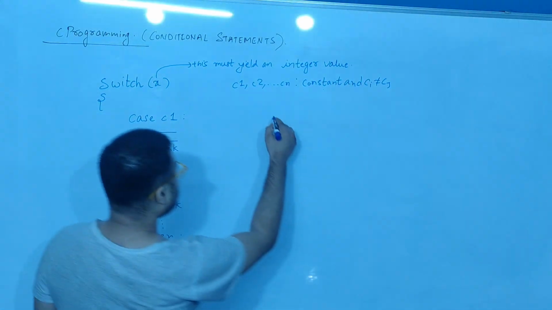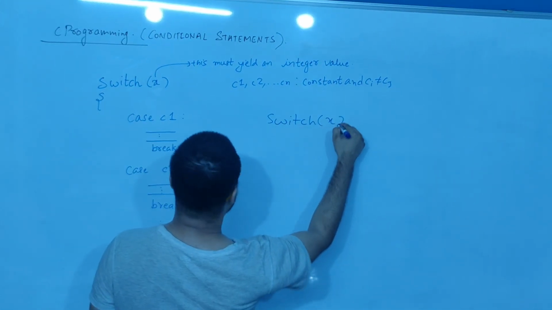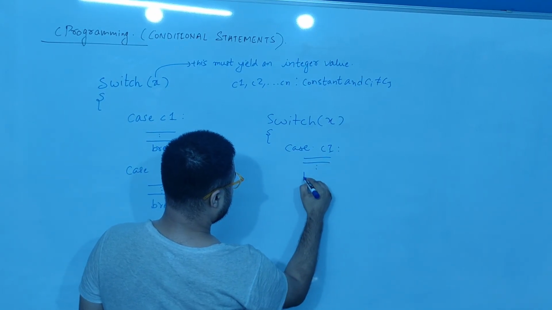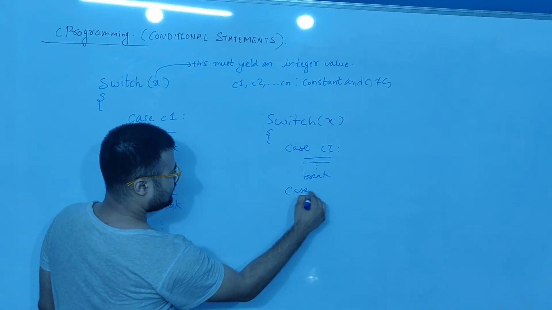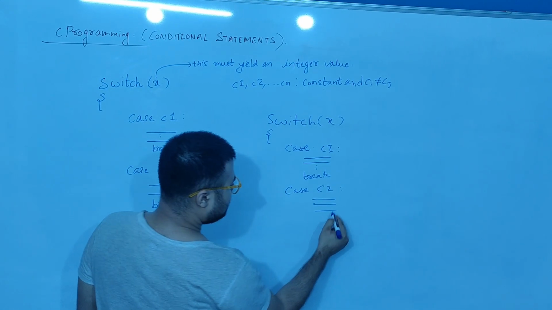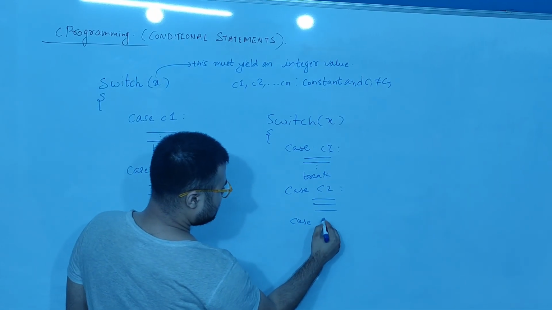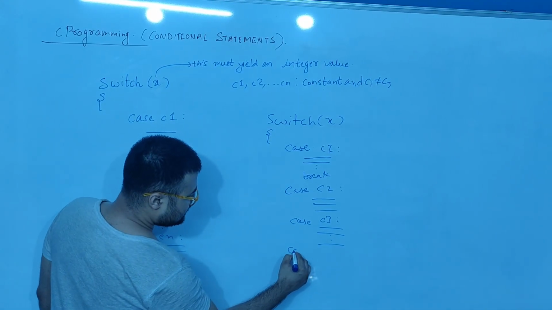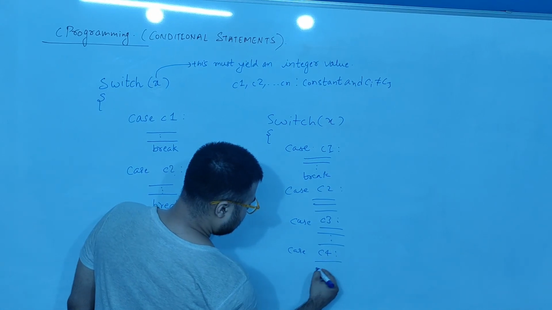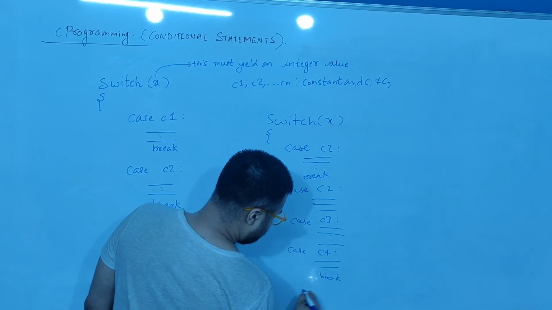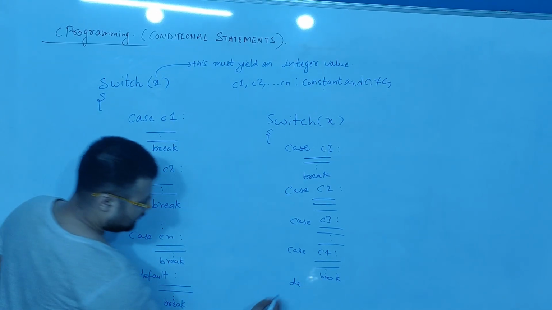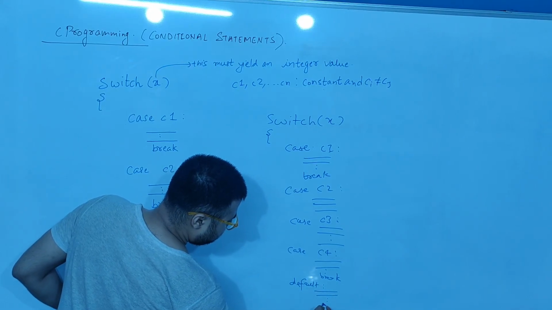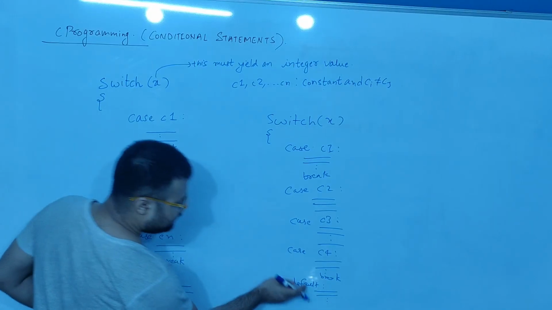So if you have something like this: switch X, case C1, break, and case C2, and you don't have break here, case C3, you don't have break here also, and let's say case C4, and here you have break and then default, like here there was default and here is also default. No need to write break because I am writing default at the end.